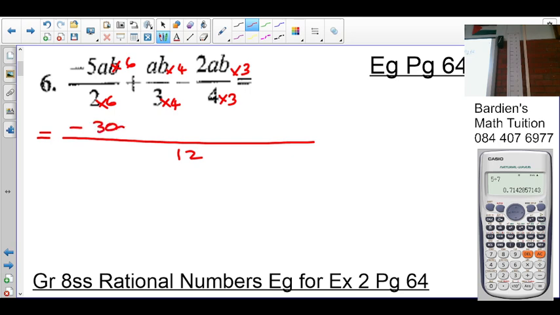Negative 30ab plus ab times 4, 4ab minus, where am I getting the negative from? There. Where did I get the positive from? There. Okay. What is 2ab times 3? 6ab. Now in the numerator, is that like or unlike terms? Like. Alright. So do your thing there. Add your like terms.